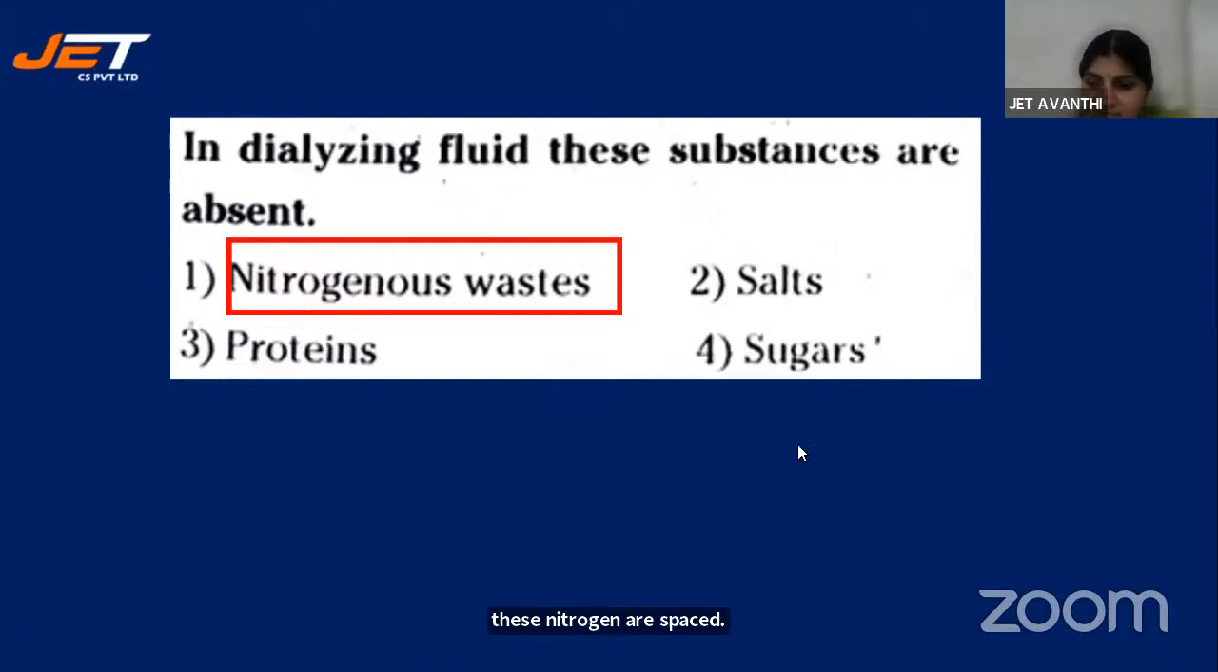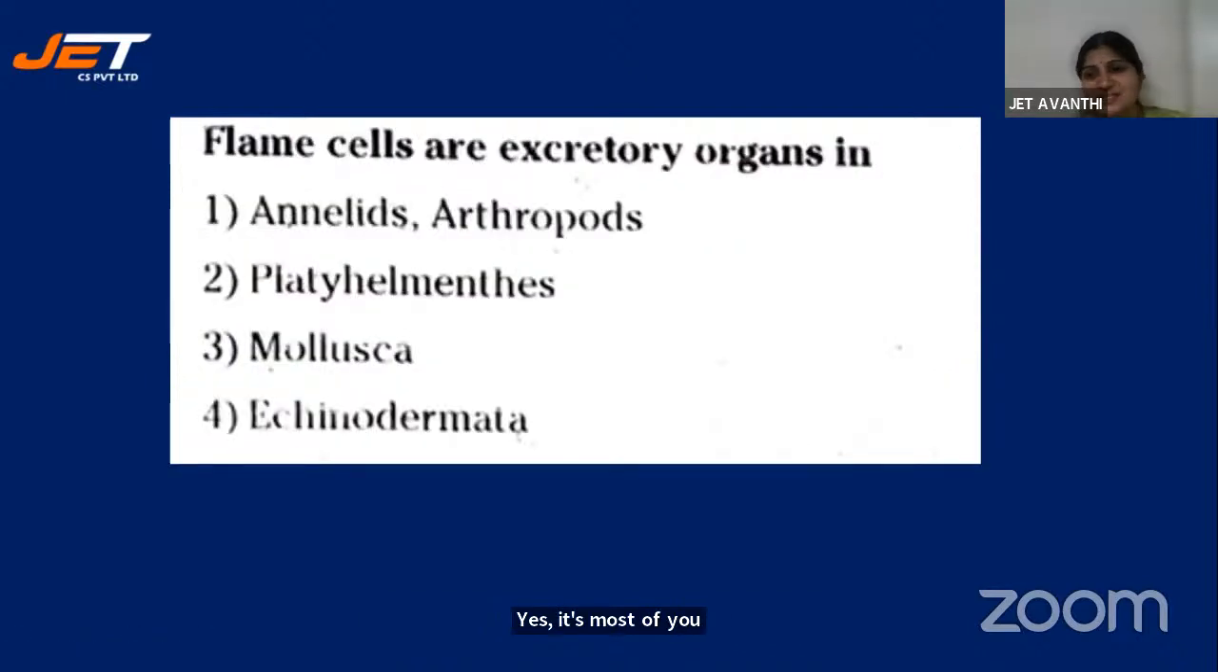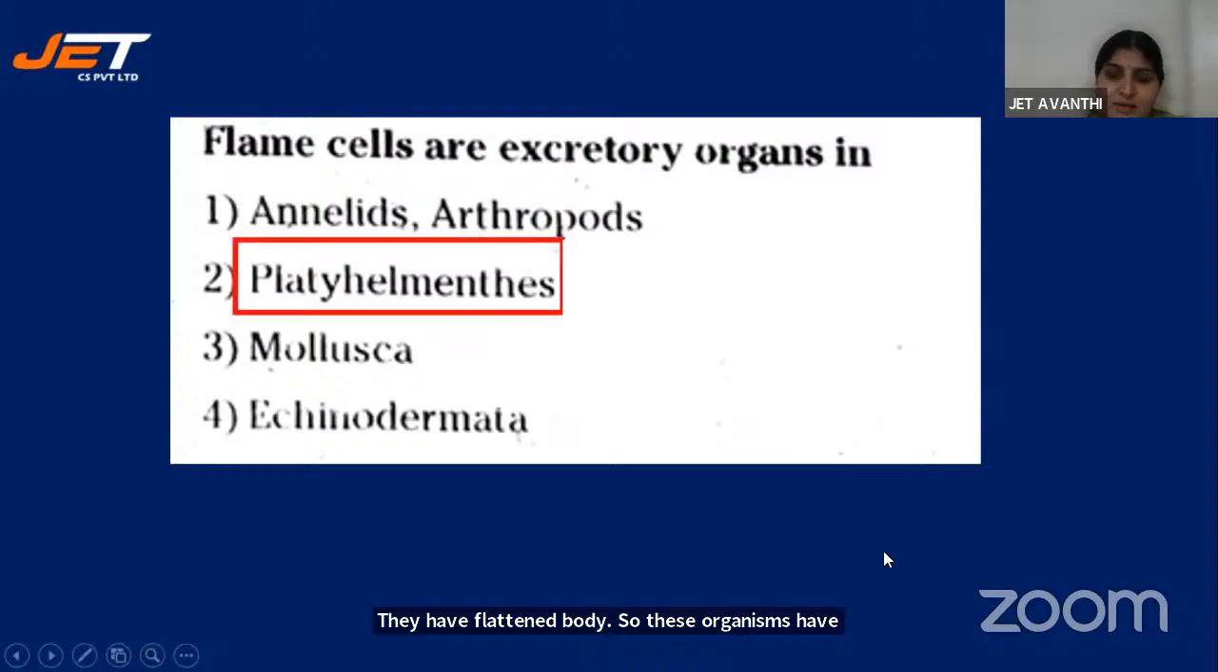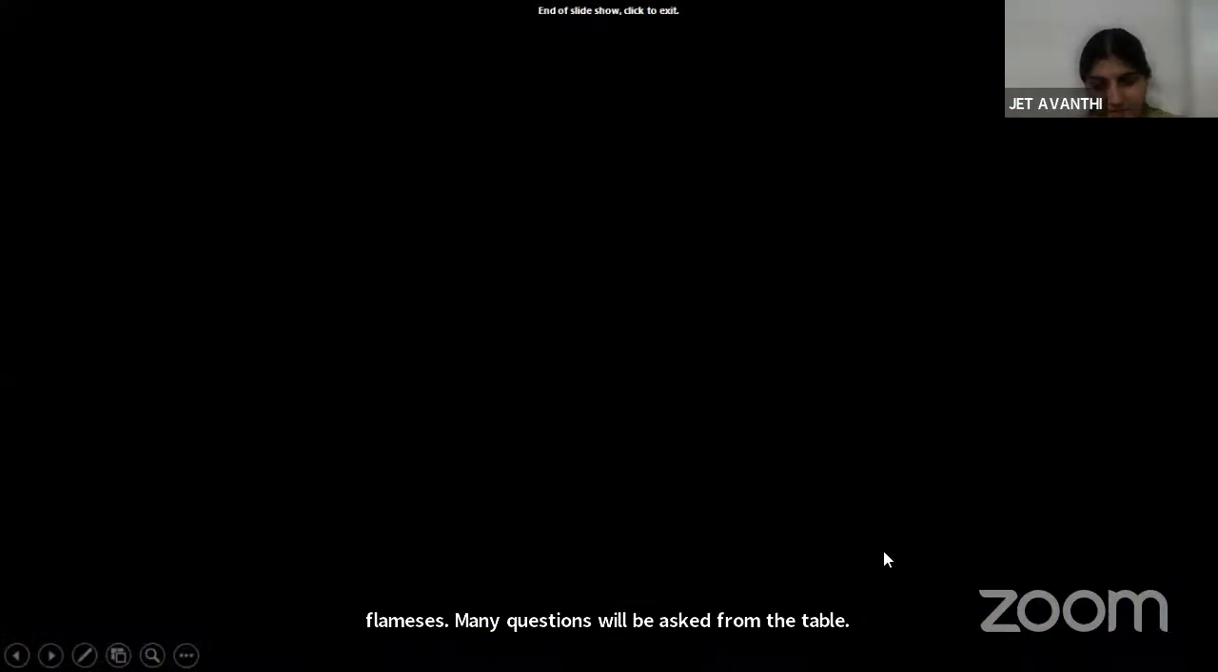Very good. Next question. Flame cells are the excretory organs in which of the organisms? Annelids, arthropods, platyhelminthes, molluscans, echinoderms. All these are phyla in the animal kingdom. Okay. It is the third phylum, children, platyhelminthes. They have a flattened body. So these organisms have flame cells. One tabular form is given in your textbook. Be thorough with that. Many questions will be asked from the tabular form. So it is platyhelminthes. Okay, children.